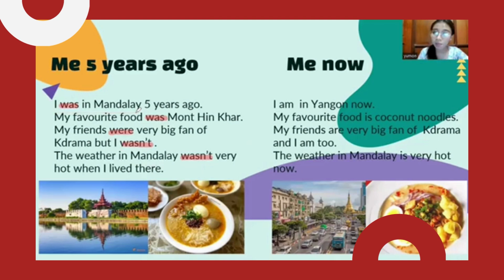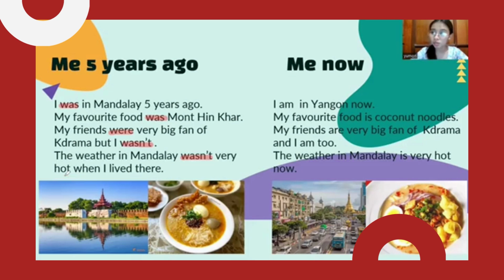Or the time in the past, so 5 years ago, it was in the past, right? And we can also talk about yesterday, last week, last year, or even 10 minutes ago. So it's in the past. And we also use was and were together with the adjectives, like the weather in Mandalay wasn't very hot. So hot is the adjective, right?